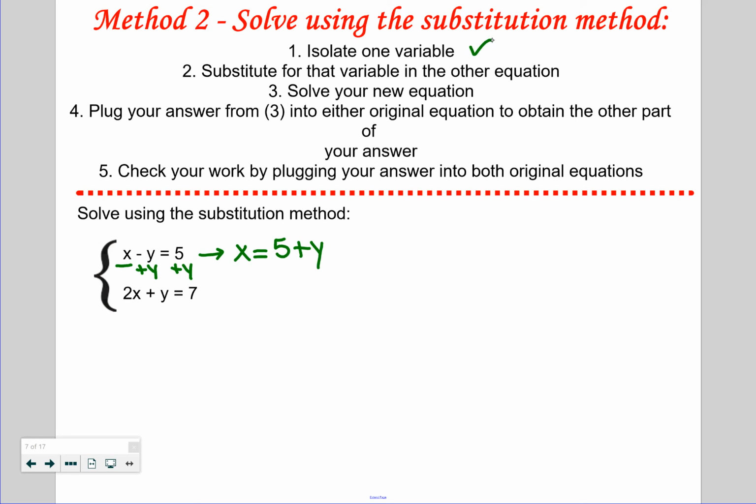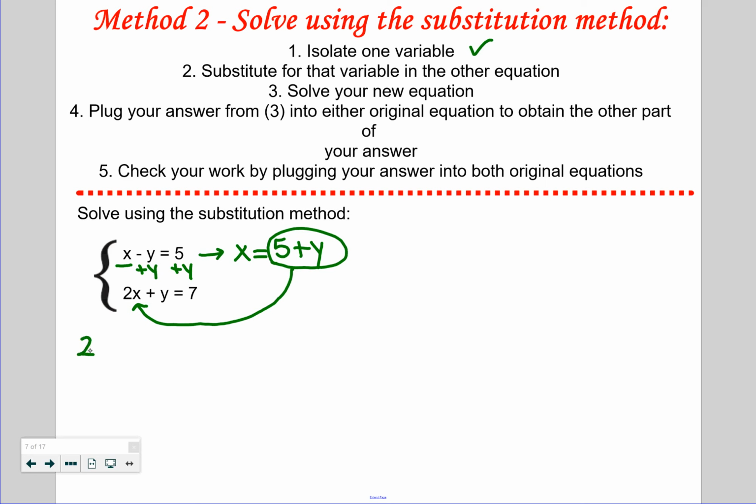Step 2 says take what that variable is equal to. So when we see that x is equal to 5 plus y, we're saying they're the same thing. X is the same thing as 5 plus y, and plug it into the other equation. So if x is the same thing as 5 plus y, I can plug 5 plus y in for x. I can replace it in the other equation.